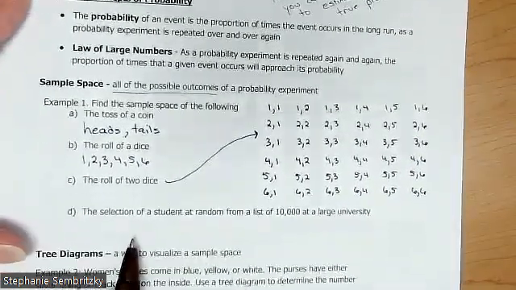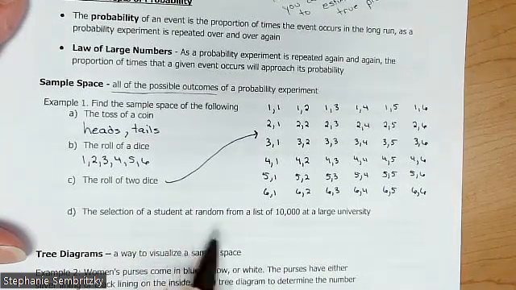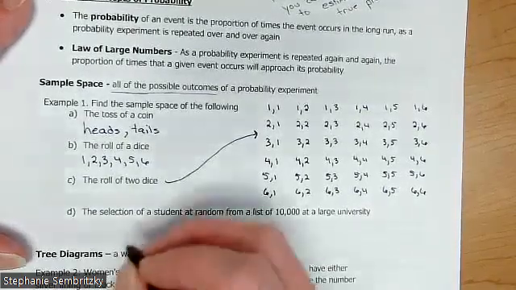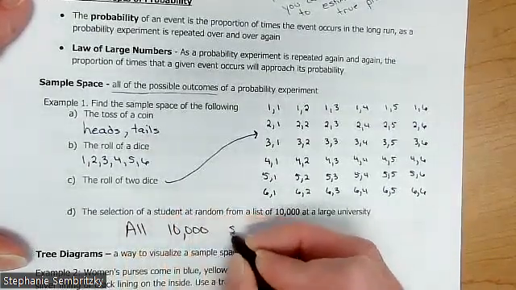All right. What about if we're selecting a student at random from a list of 10,000 at a university? What's my sample space? All 10,000 students. If I actually knew their names, I'd write them all out.